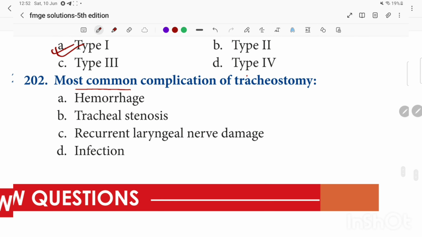Most common complication of tracheostomy is hemorrhage.